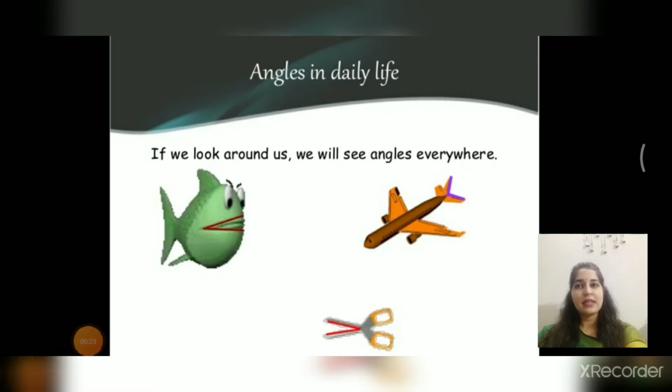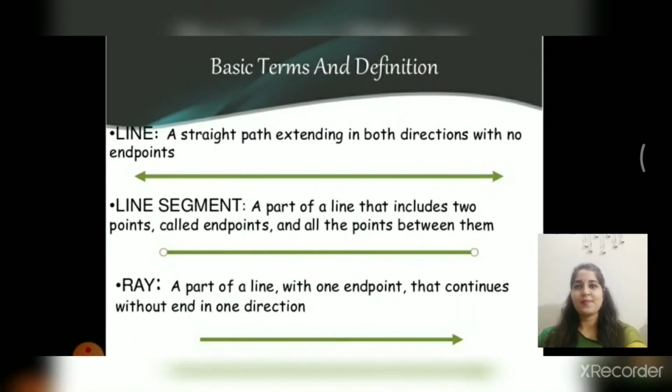As you see, there are various lines and angles around you, like you see in the picture. Fins of fish, wings of aeroplane, blades of scissors, all these are making some angles using some line segments. Now let's start discussing basic terms and definitions.